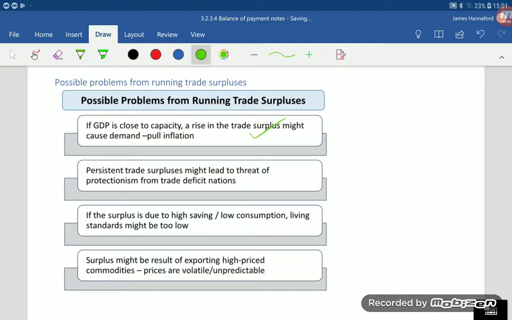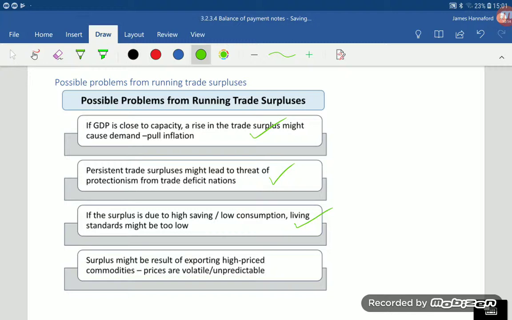So, if a country has a persistent trade surplus, this might lead to the threat of protectionism from trade deficit nations. So, for instance, China's got a huge trade surplus, exports a lot of goods to the United States. Donald Trump has responded by putting a tariff on solar panels. China will clearly now find it harder to export its goods to the US.